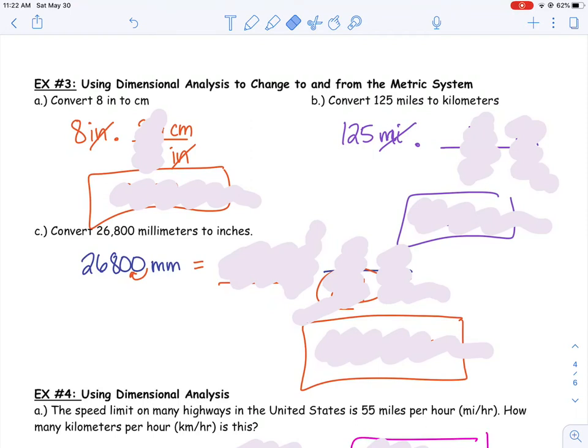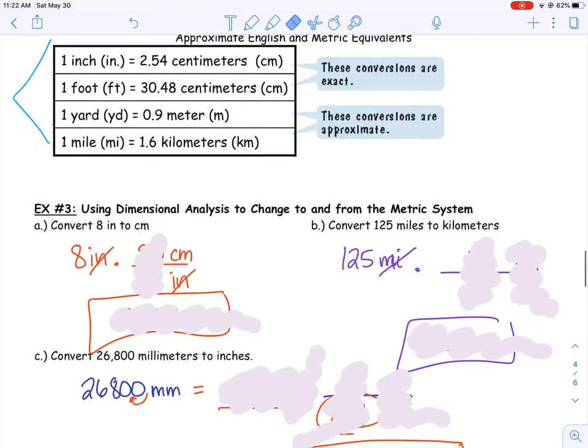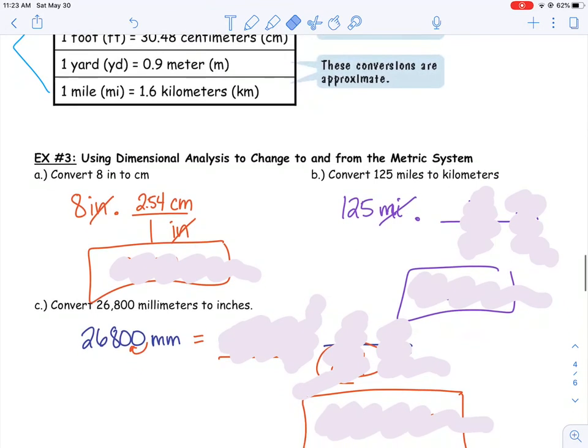Now I just have to figure out what numbers go in my unit fraction. So using the chart up above, how many inches are there and how many centimeters are there? What's the conversion factor there? Well, from our chart, for every 2.54 centimeters, there is 1 inch. I'm going to multiply and reduce these fractions, and I end up getting 20.32 centimeters. There are 20.32 centimeters in 8 inches.